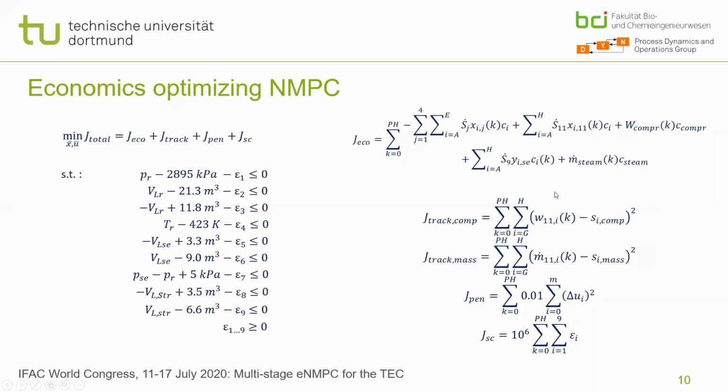In terms of tracking cost functions, we can have quadratic formulations for the tracking of a certain composition for products G and H in stream 11, or the tracking of the mass flow rate in stream 11. Of course, we have soft constraints, so we have to add the penalty for the soft constraint term, and also penalty for control movements.